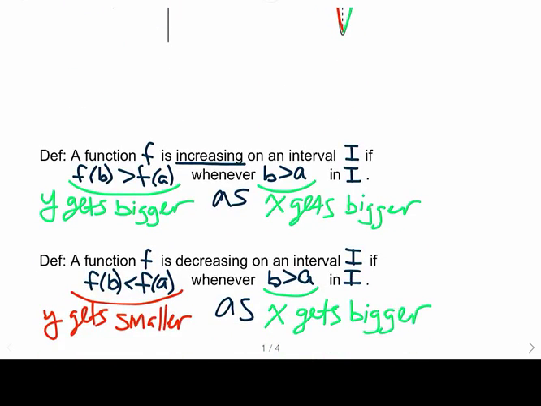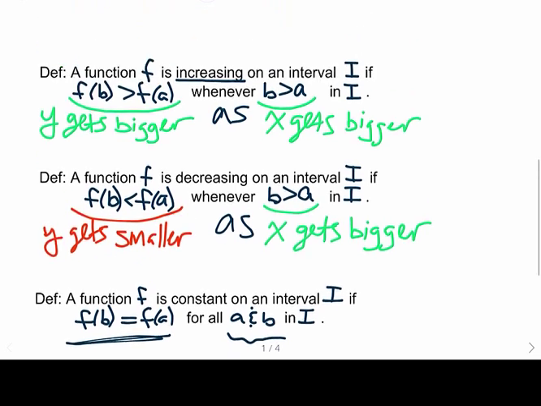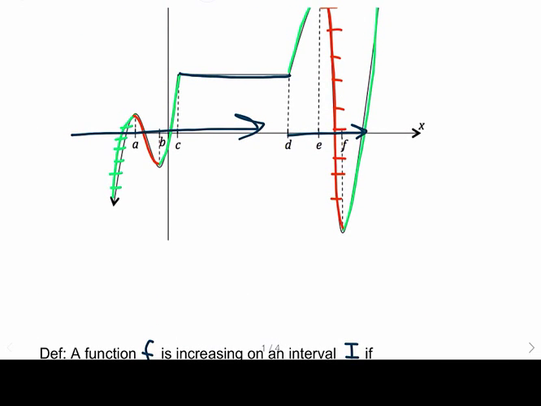Finally, we have a definition for constant. A function f is constant on an interval I if f(b) equals f(a) for all values in the interval. And again, the picture there is where the graph flatlines between C and D. It's not getting bigger, it's not getting smaller, it's constant.